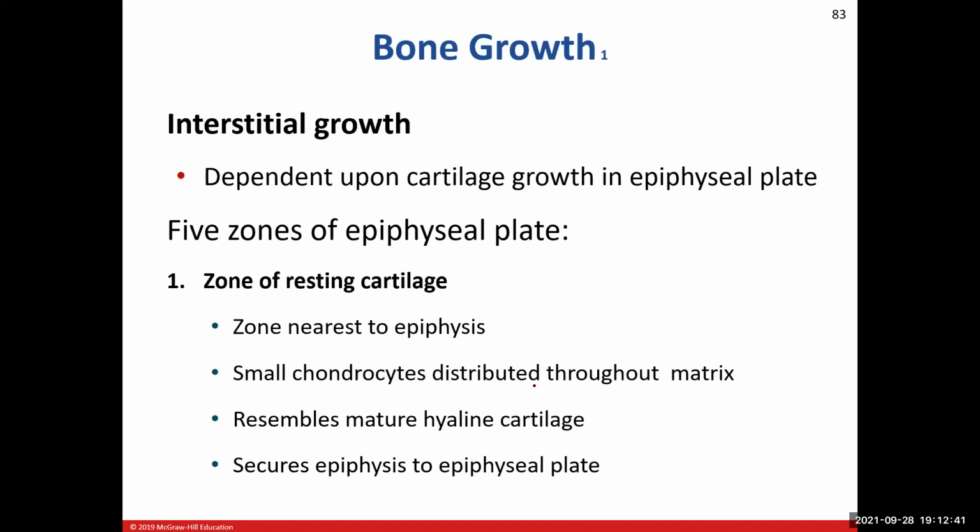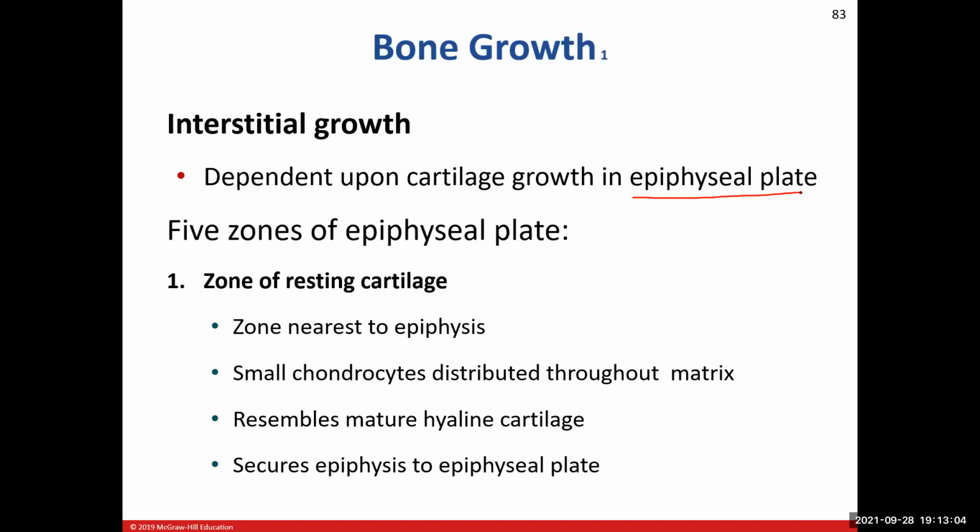All right, so let's talk about bone growth when we're talking about interstitial growth. That is going to be lengthwise, how you get taller. And so this is going to require us to focus on the epiphyseal plate here. There are 5 zones. I'm going to start off by talking about each zone here, and then I'll show you a quick picture.